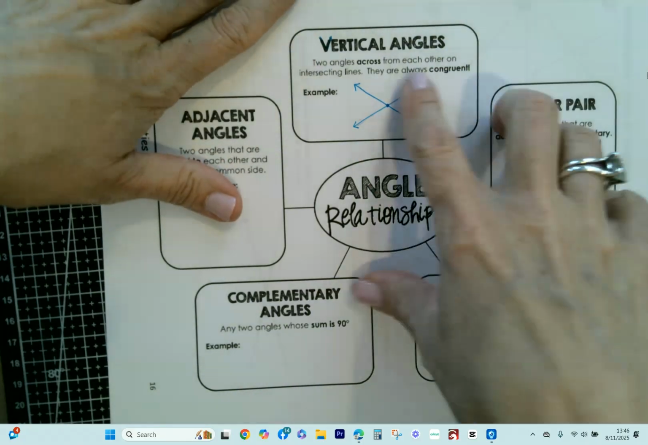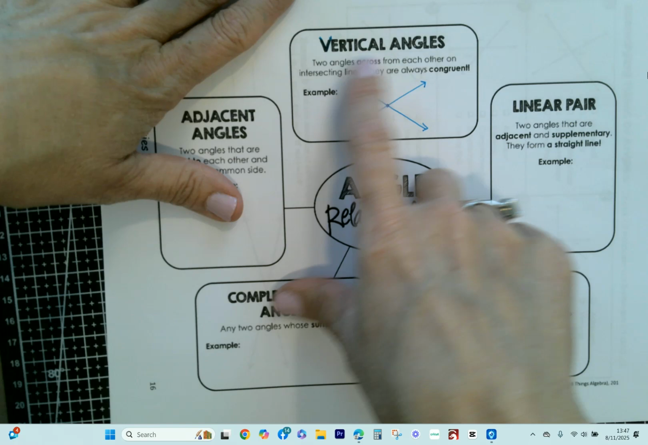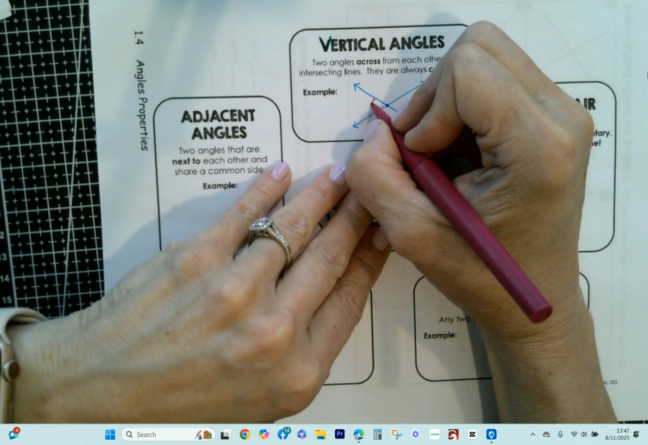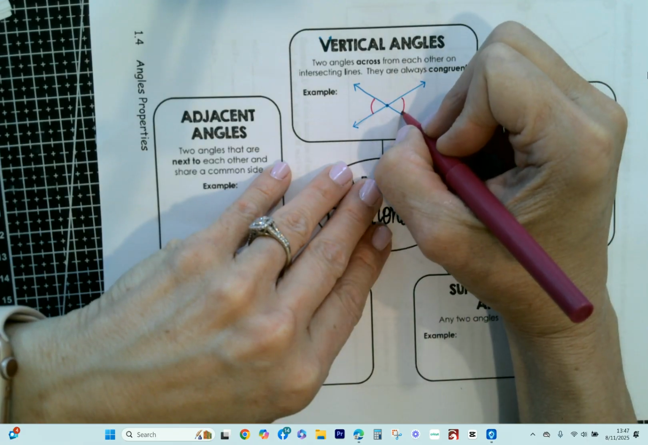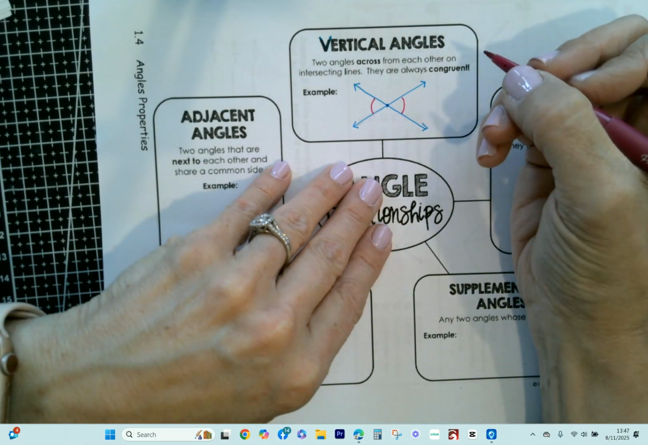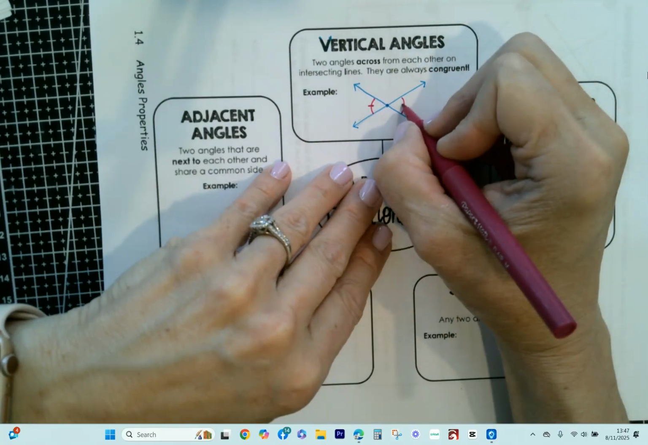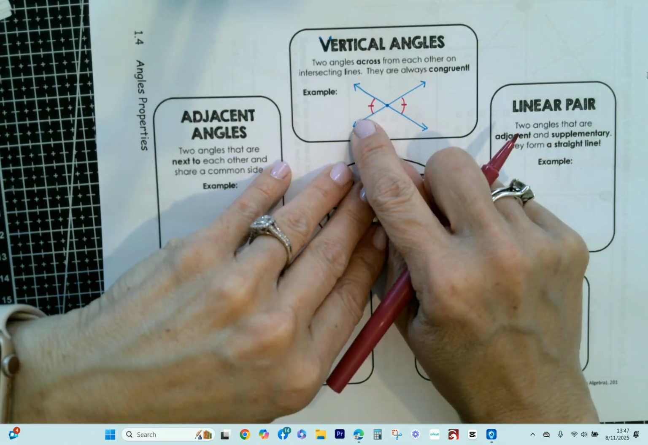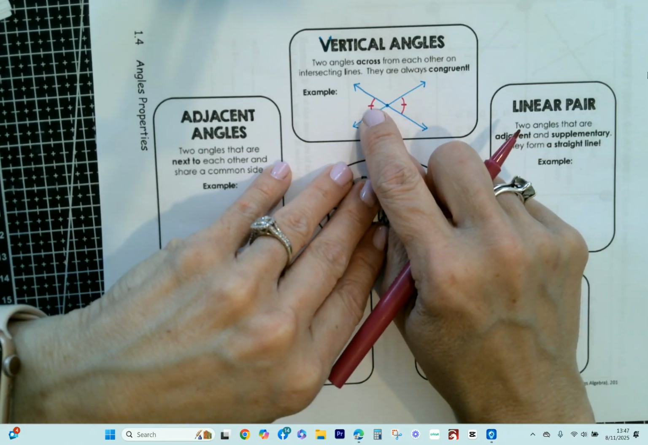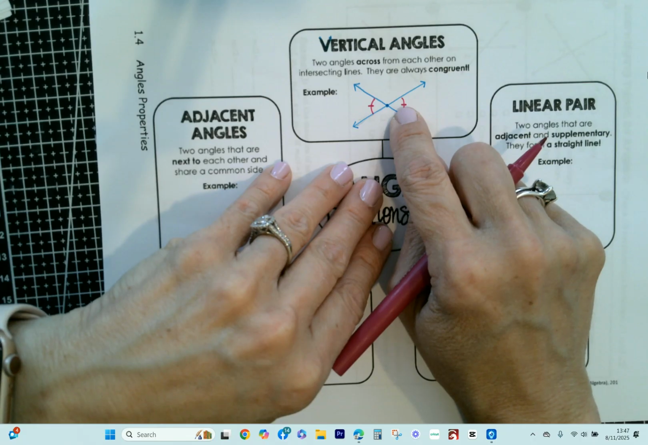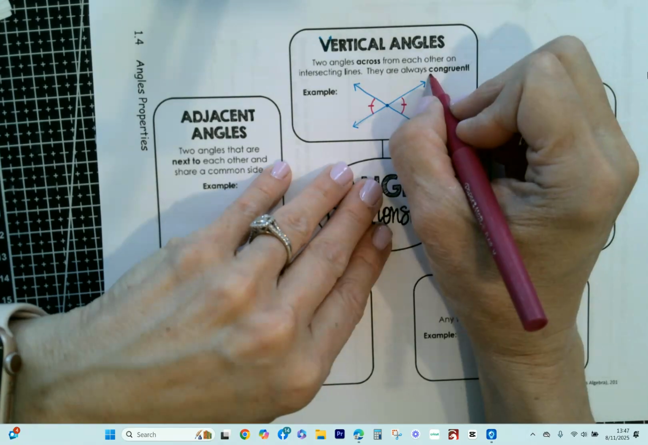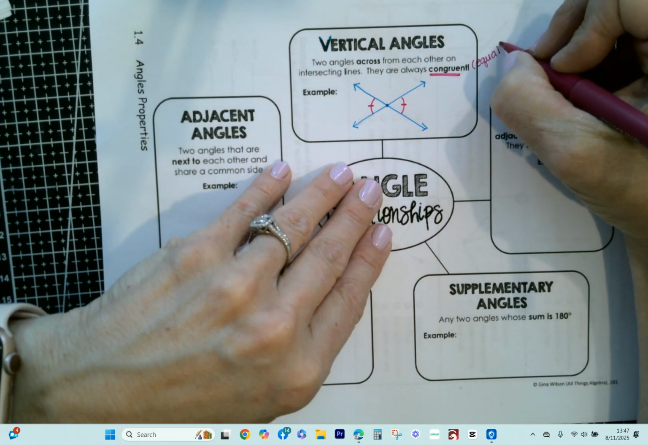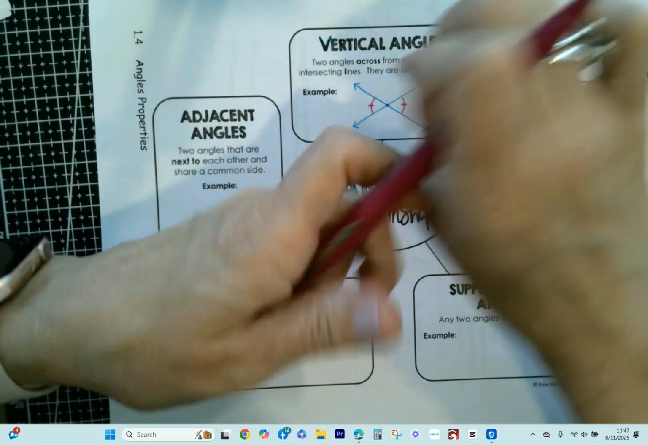All right, so vertical angles are across from each other on intersecting lines. So here's what that means. This angle right here and this angle right there, they are across from each other. Okay, and these two angles, I drew the arc so I could identify the two angles that I'm talking about. And then I put this little tick mark in there, and that means that they are congruent. And congruent, for lack of a better word, means equal. Okay, they're basically carbon copies of each other.